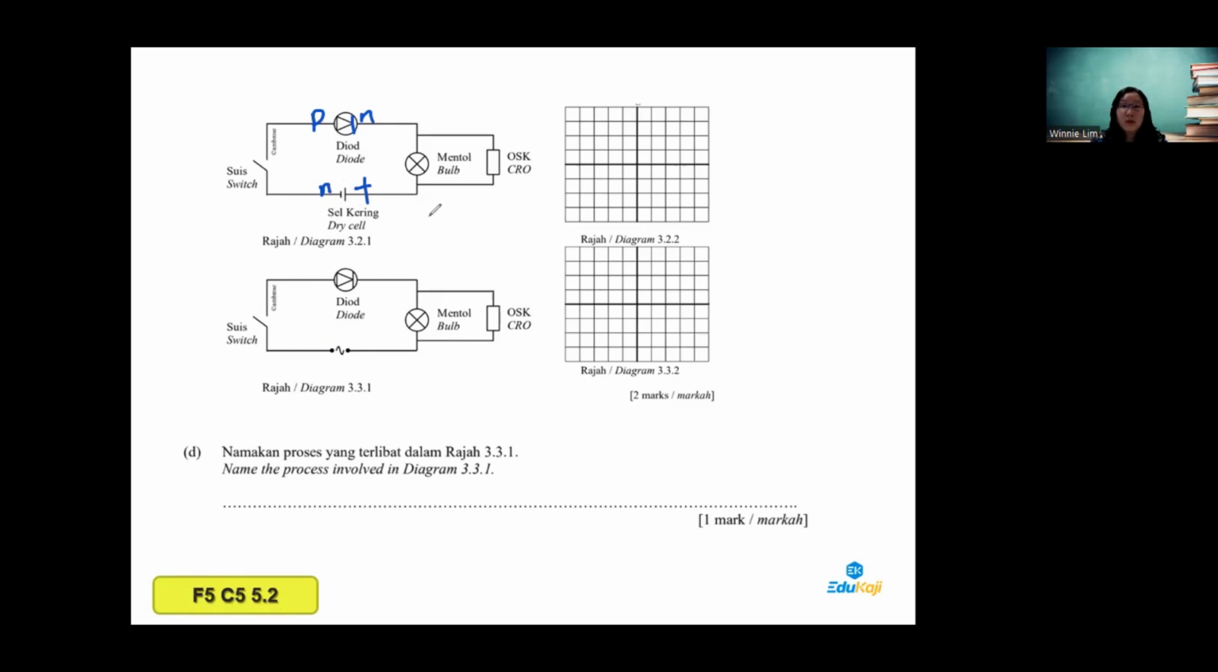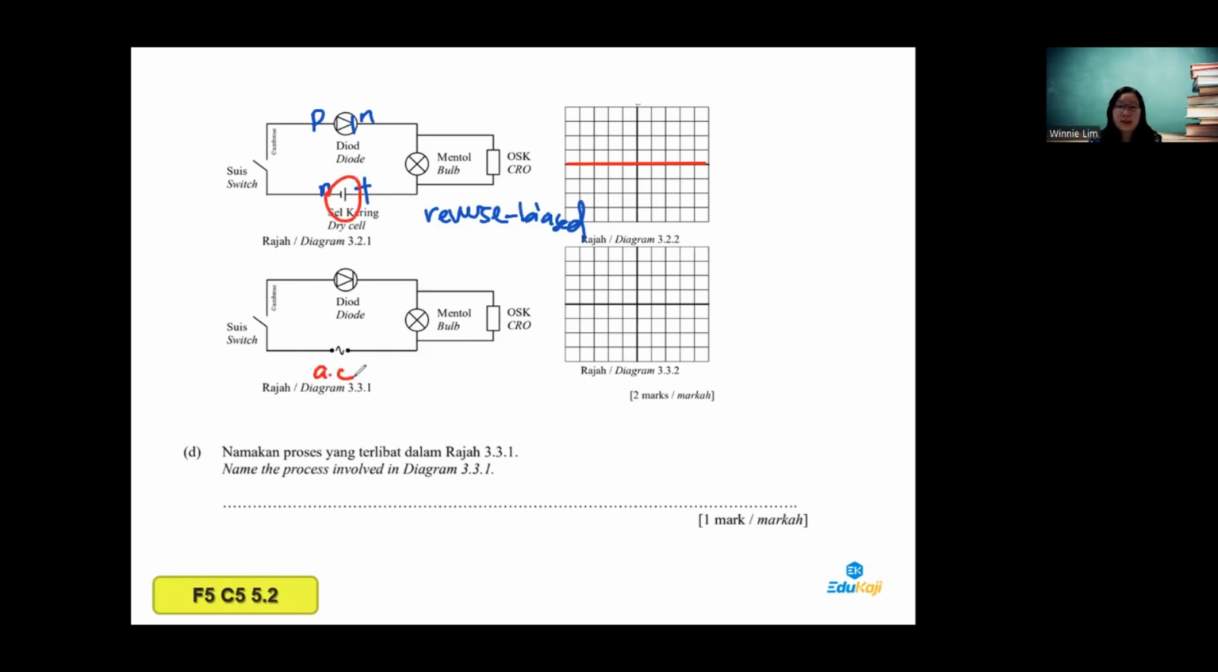It is reverse bias. So if reverse bias, is there any current going to flow? No. So therefore, the output is 0. 0 means you have to show it like that. Nothing.